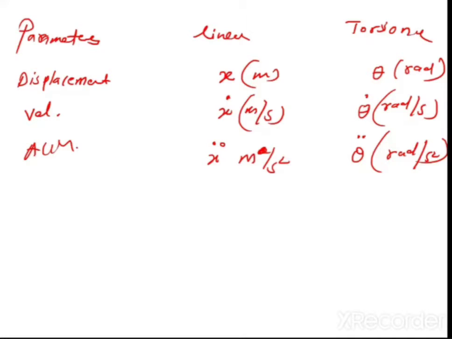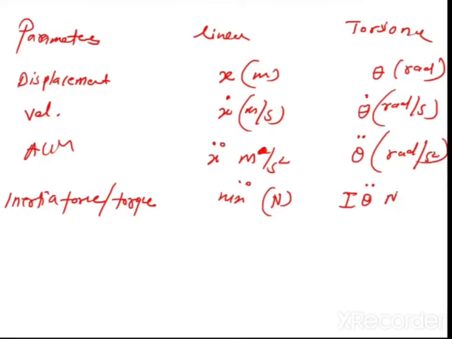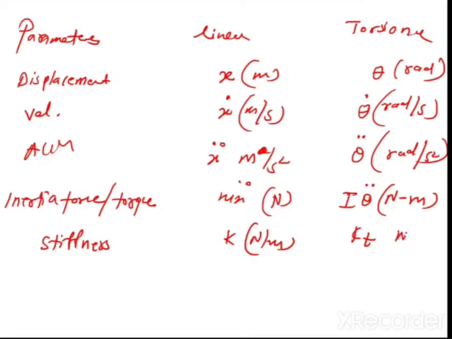Next, here inertia force or torque. What is inertia force? m x double dot. The unit is Newton, and inertia torque is I theta double dot, Newton meter. Right? Next, stiffness: k, Newton per meter, and stiffness will be kt, Newton meter per radian. So this comparison is very important guys.